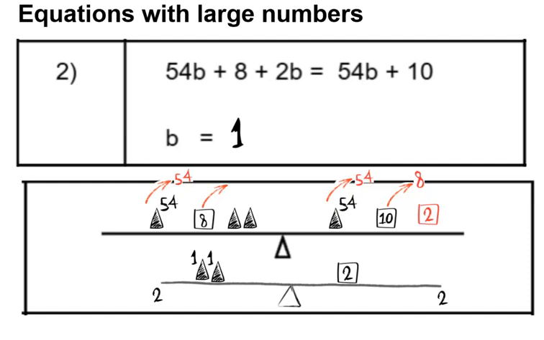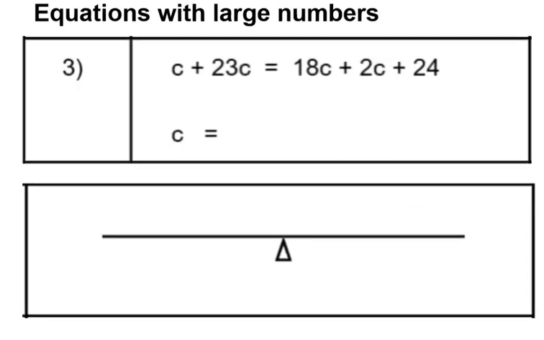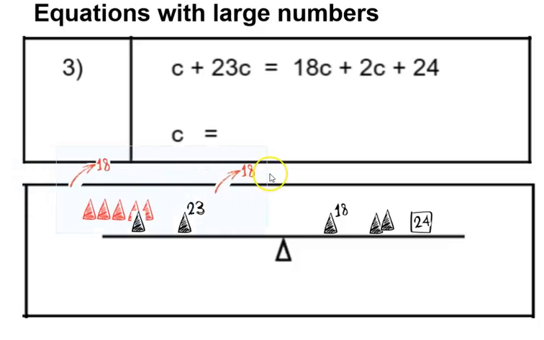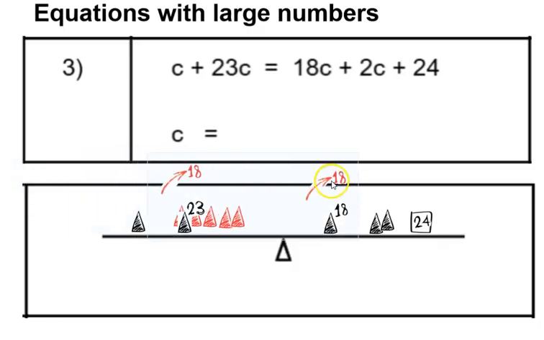All right, let's take a look at one last one of them for this strategy of working with large numbers. On this one, I've got 1 C and 23 more C's. And I'm just going to draw it like this. My 1 C, there's my 23 more. Here's 18 of them, 2 more, and a 24. There's a lot of ways that you could do this, but I'm going to start off by taking 18 C's away from both sides.